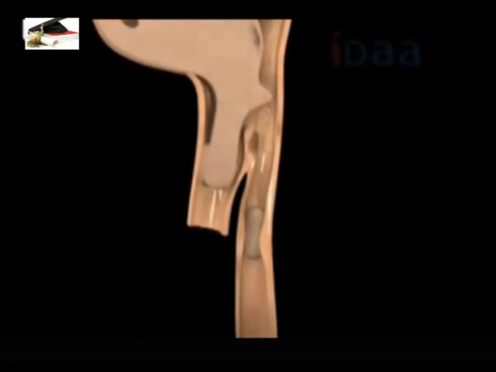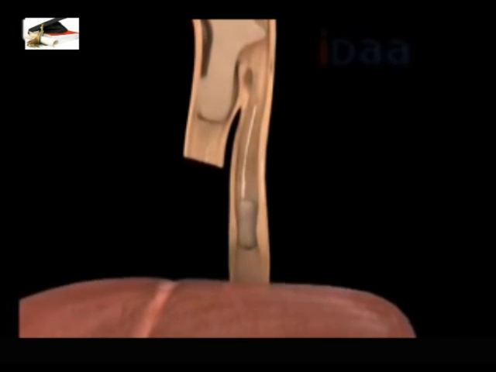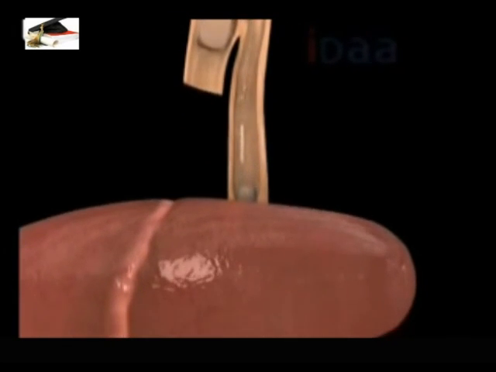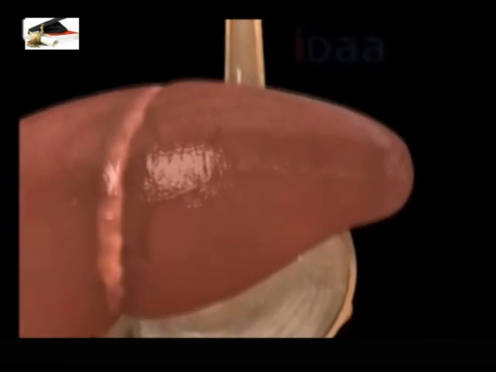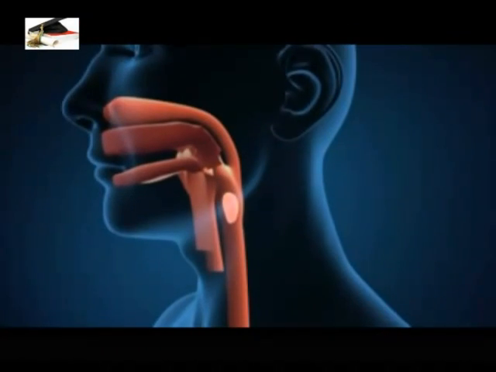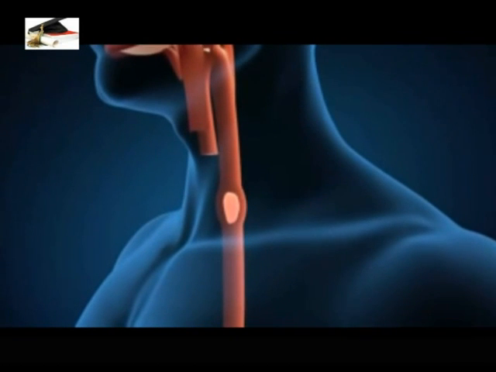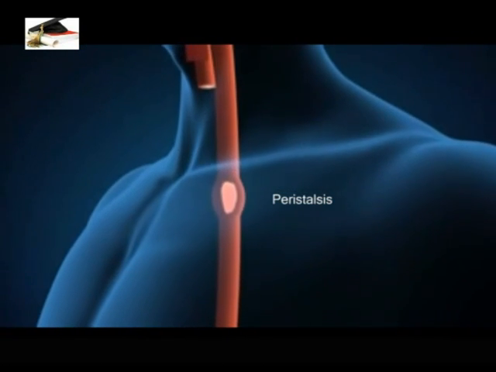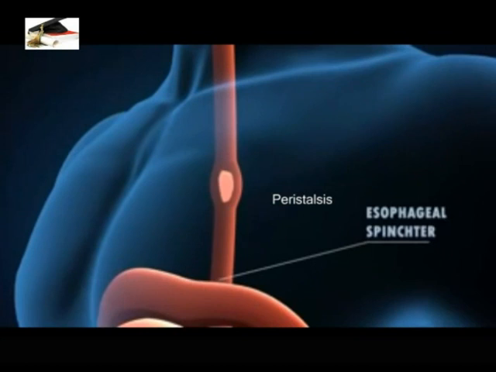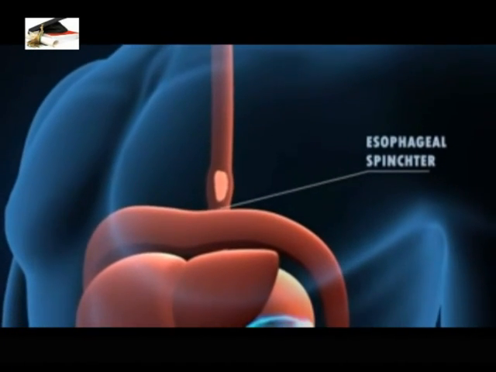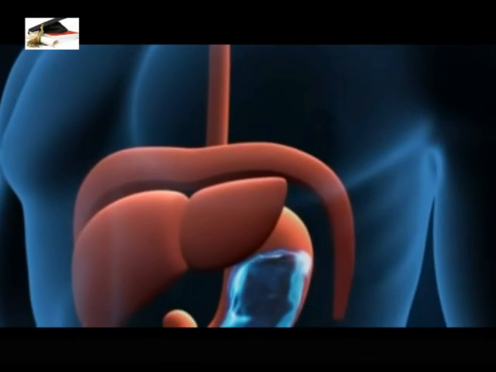The food then passes down into the esophagus or gullet. The gullet wall contains circular and longitudinal muscles. The passage of the bolus down the gullet is aided by a wave of muscle contractions called peristalsis. This produces a series of constrictions that squeeze the bolus down the gullet and into the stomach.